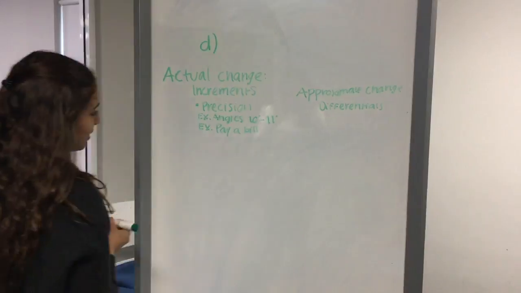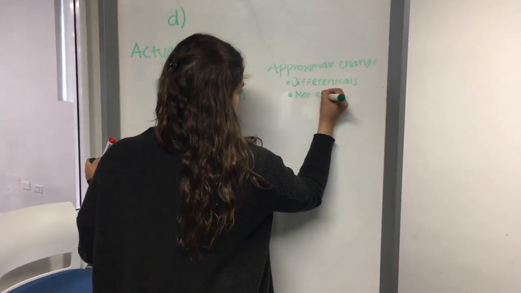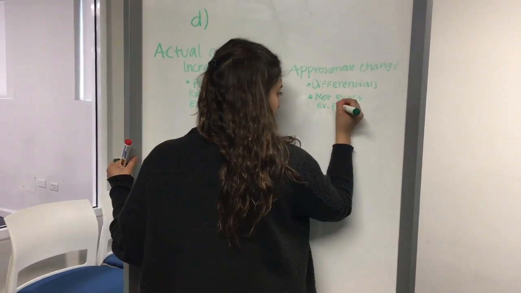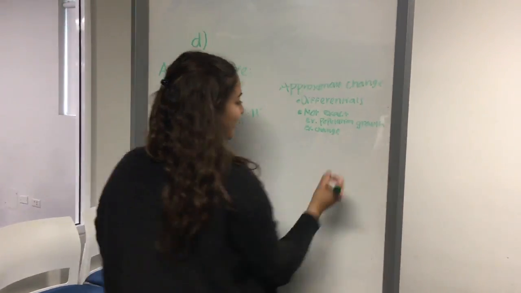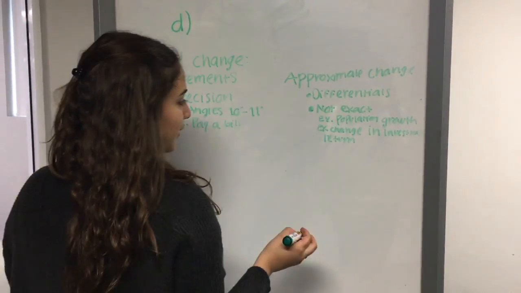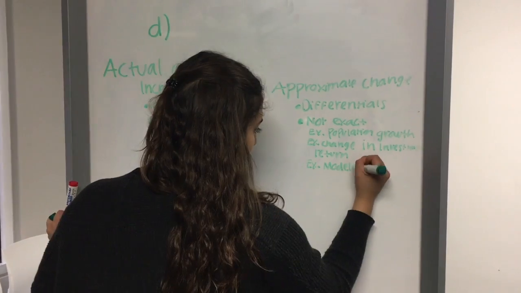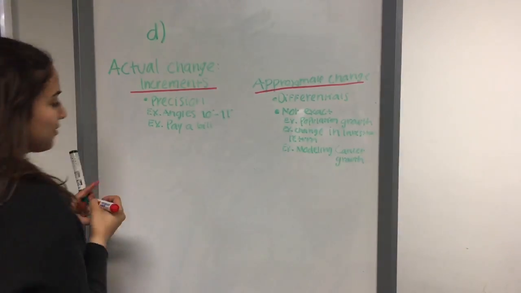On the other hand, it's better to use the approximate change when your results don't need to be precise. For example, differentials can be used when calculating the population growth of species over time, the change in investment return over time, and for modeling cancer growth, or the spread of disease.